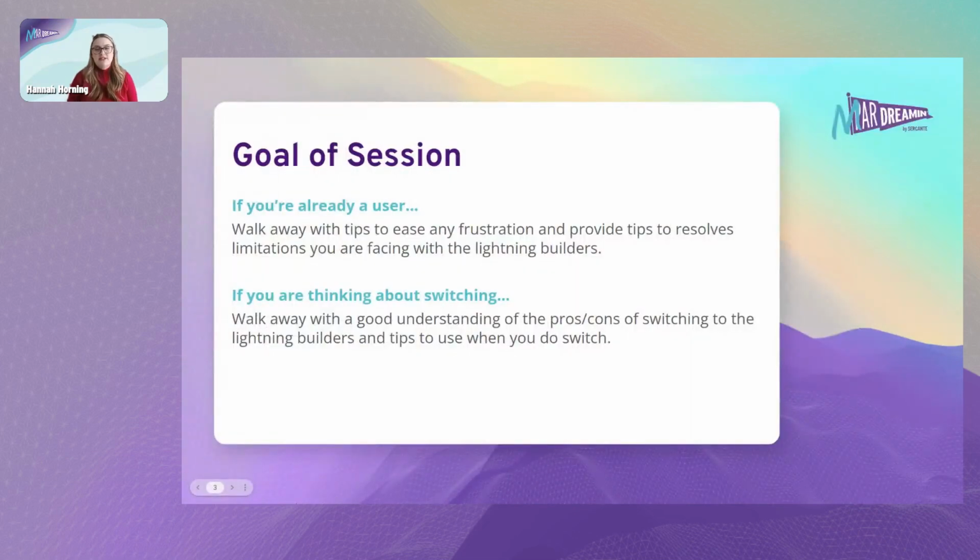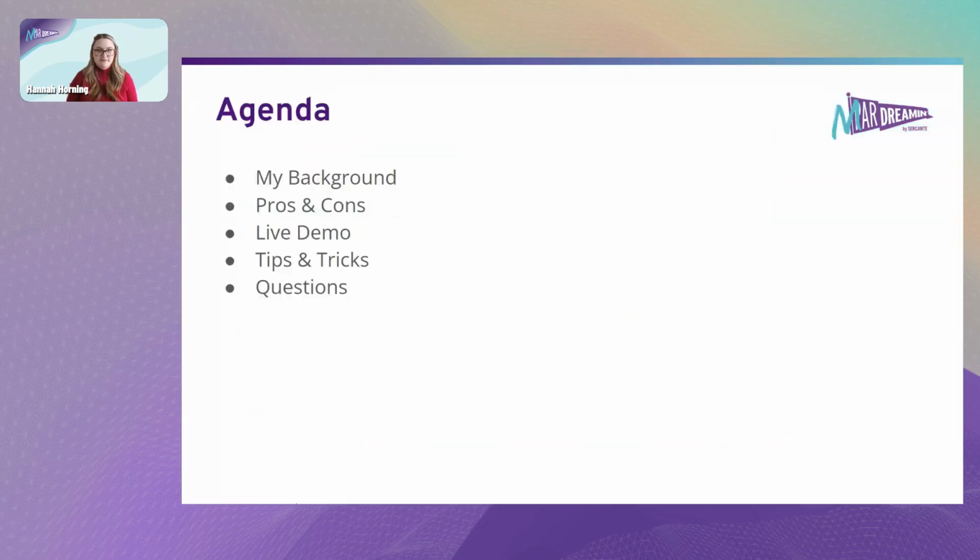So let's talk about the goal of this session. So really it's twofold. So if you are using the Lightning builders, hopefully this can ease some frustration or maybe some of the shortcomings of the tools that are currently available to you. But if you are currently on the legacy features, you're using the Pardot email builder, then I want you to also walk away with a solid understanding of the pros and cons, and you can make an informed decision about switching or staying on the legacy builder. And if you do choose to switch, then you have those tips that have become really helpful for me and my team.